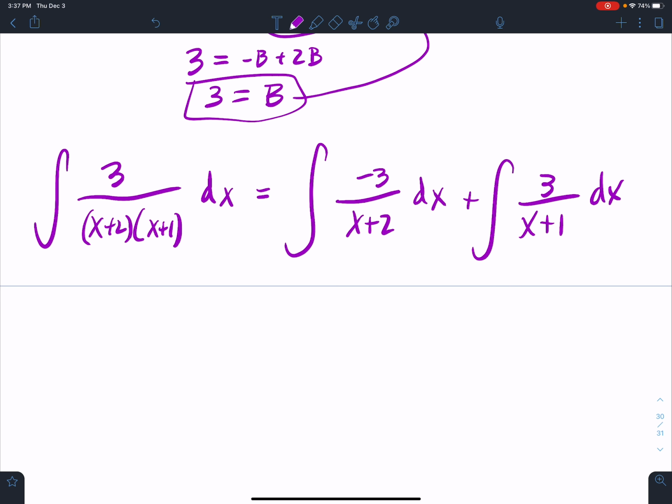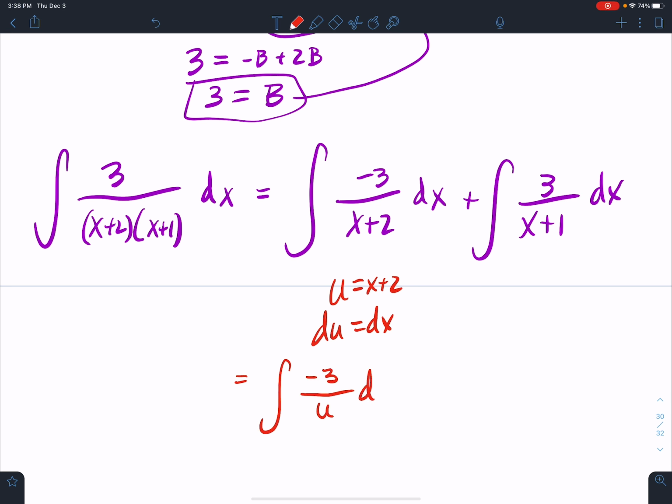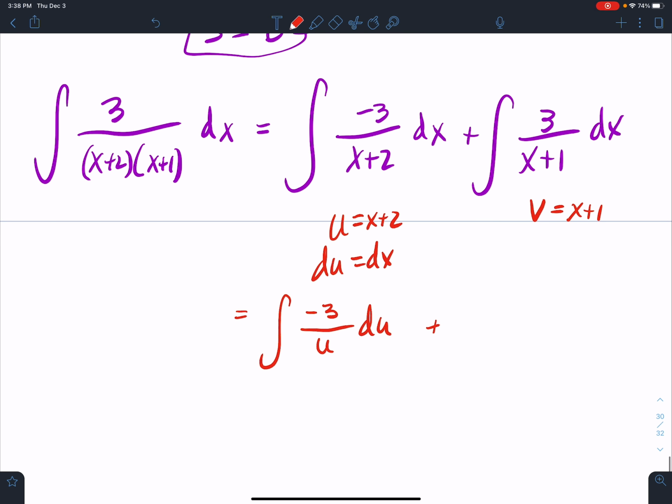And so now all we have to do is use substitution. u equals x plus 2, du is dx. So what does this become? It becomes negative 3 over u du. And then the next one, u equals, and if you didn't feel comfortable using u, you could say v. So v equals x plus 1 to have a different one here. And then dv is equal to dx. And so this would be 3 over v dv, okay?